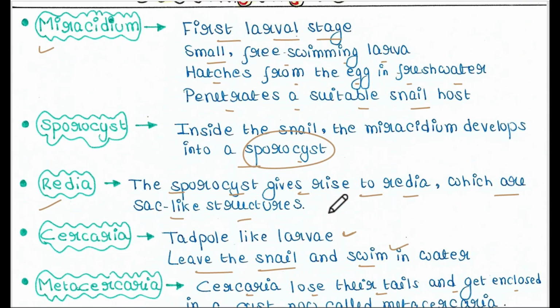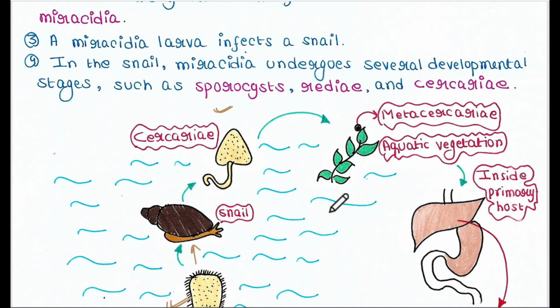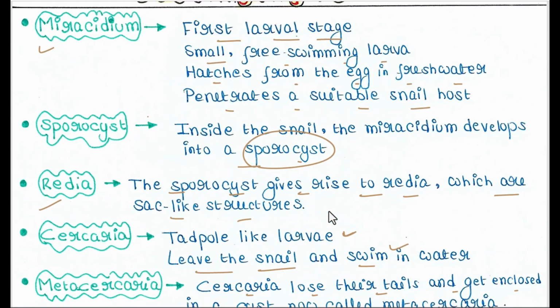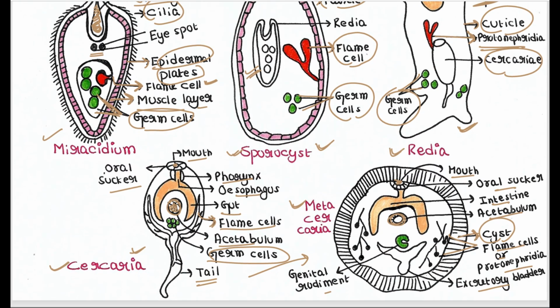Metacercaria survive in the aquatic vegetation, and since they have the cyst-like structure, it is very hard. So the cyst gives them protection. Then metacercaria infects the primary host, which we have seen in our previous lecture. So here are the 5 larval stages of Fasciola.